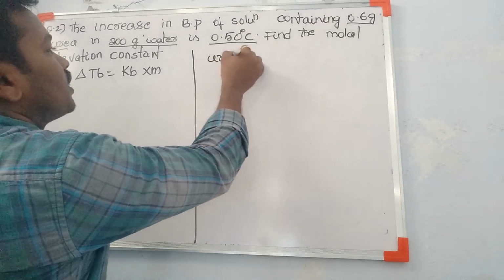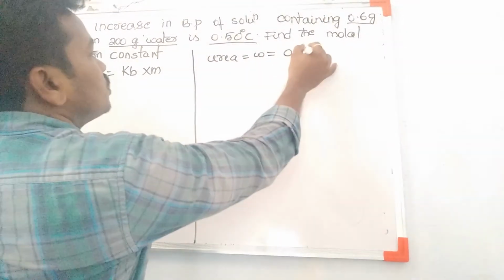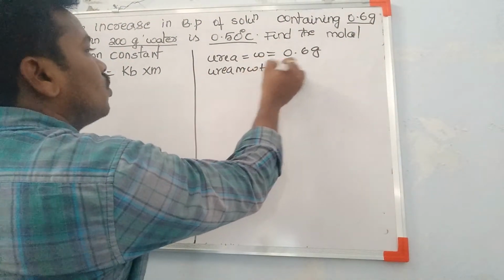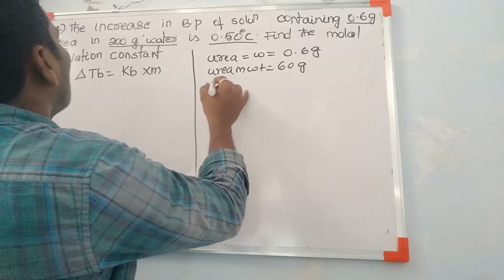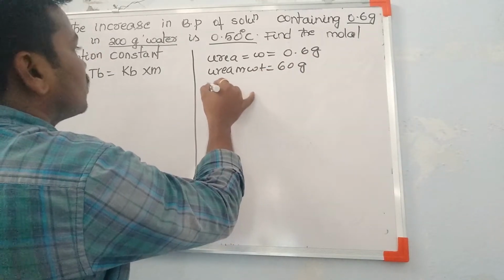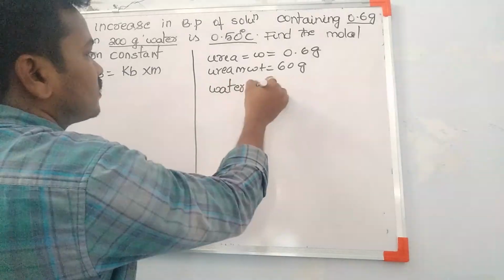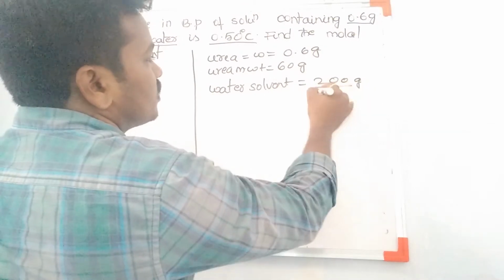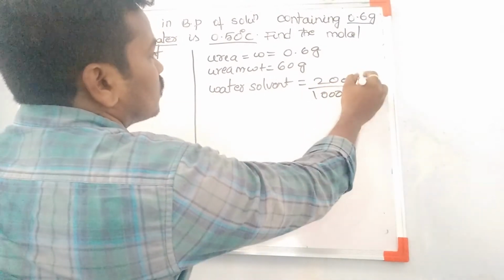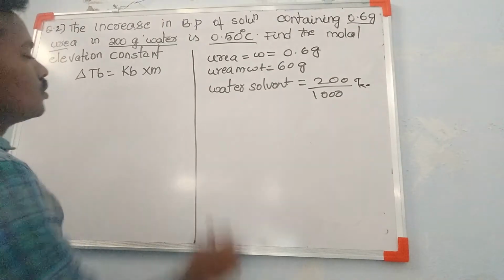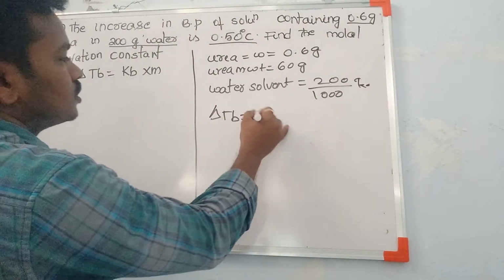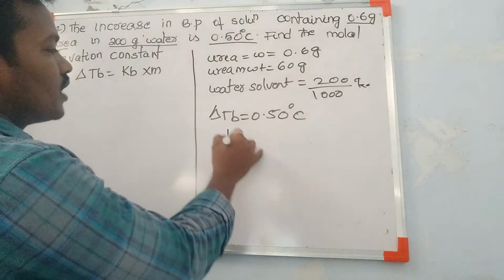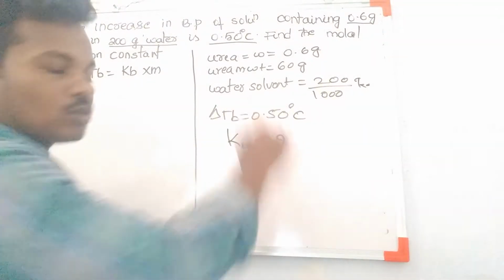Whatever data is given, we just write it down. Weight of the urea is 0.6 grams. Urea molecular weight is 60 grams. The solvent, water, is 200 grams; if you convert it into kg, we take it as 1000 in the formula. Delta Tb is 0.50 degree Celsius. So we have to find out Kb.